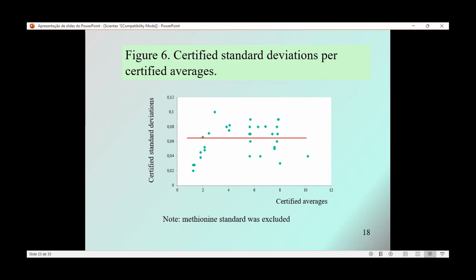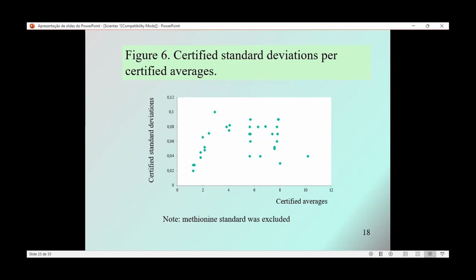Now, in figure 6, we can see the plot for total N certified standard deviation per certified averages of total N. Look in this figure, it looks like there are straight lines parallel to certified averages in this plot. But in this part, it looks like something strange happens.